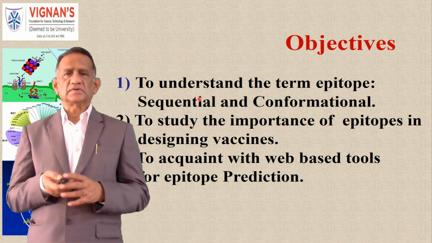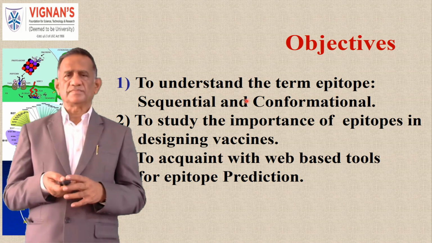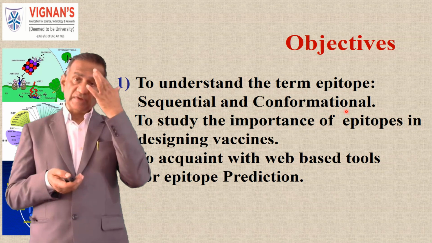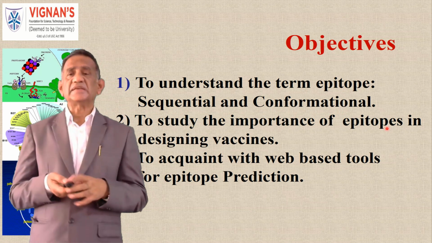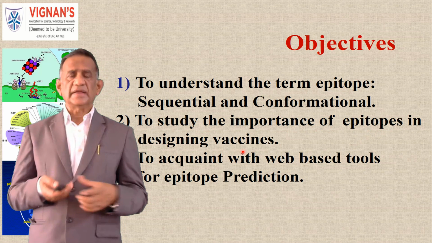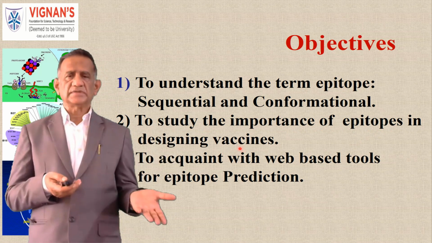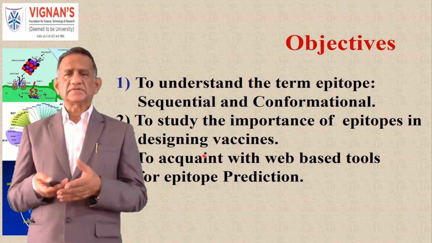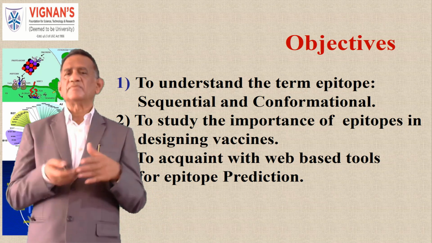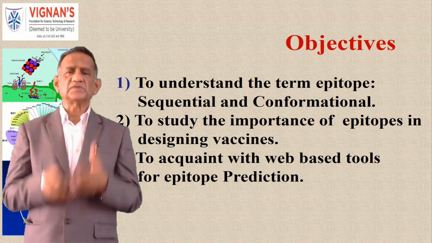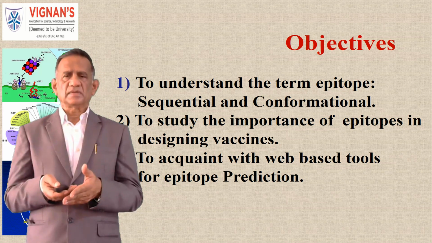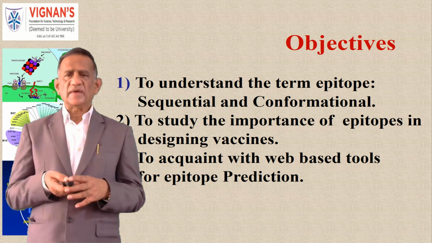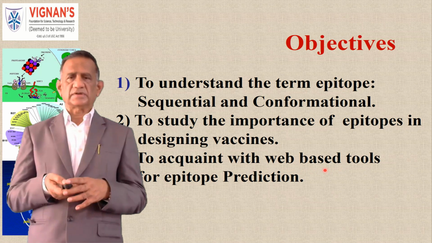So let us see the objectives. To understand the term epitope, and again let us know here sequential and conformational epitopes. To study the importance of epitopes in designing vaccines. See, ultimately we are studying all these 4 units of immunology, and again in the 5th unit we are studying how to design a vaccine. Because the vaccine for coronavirus will not come from elsewhere. It comes from the coronavirus proteins only, coronavirus genes only. So like this, how to make a vaccine from the pathogen, and to acquaint with web-based tools for epitope prediction.